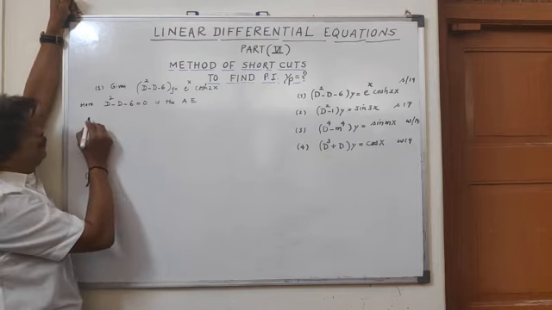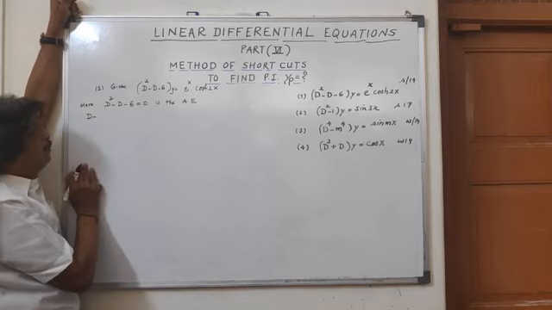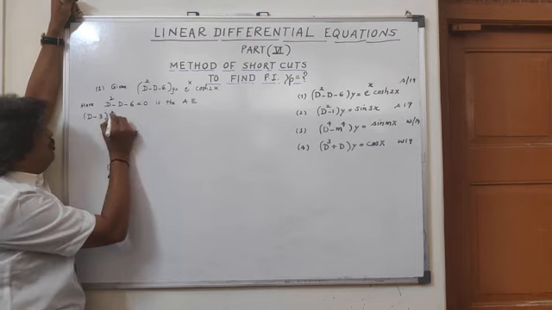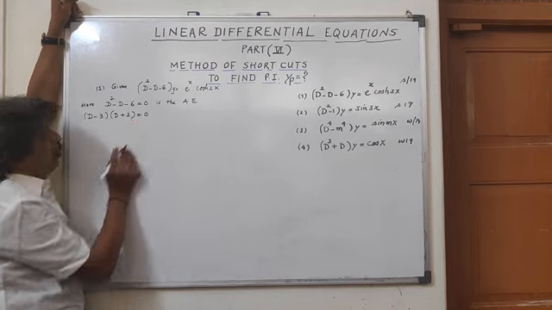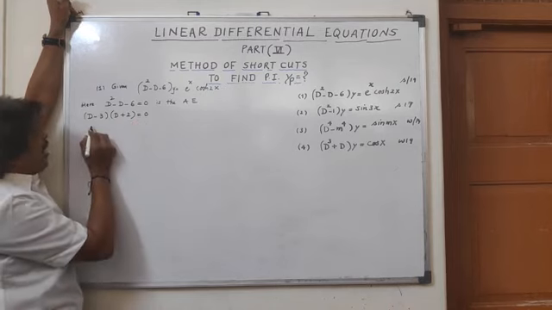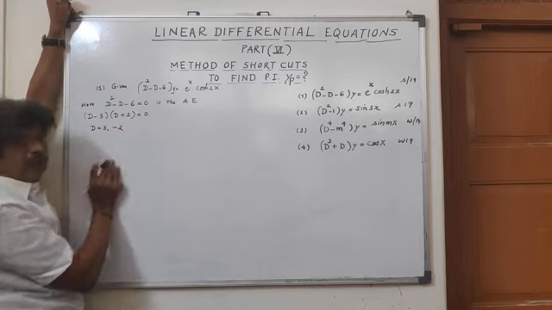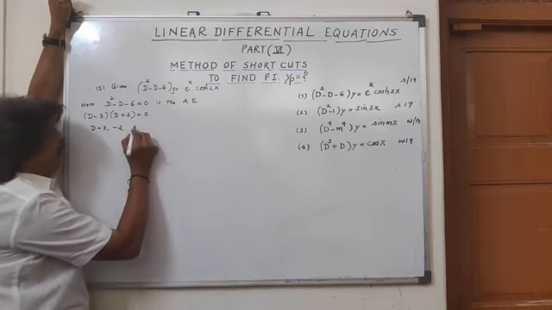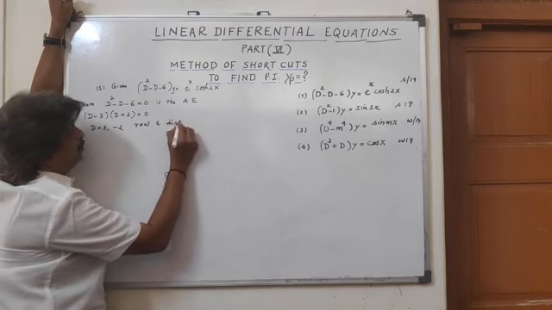Its factors are D minus 3 into D plus 2 equal to 0. These are the factors. The roots are D equal to 3 and minus 2. These two roots are real and distinct.